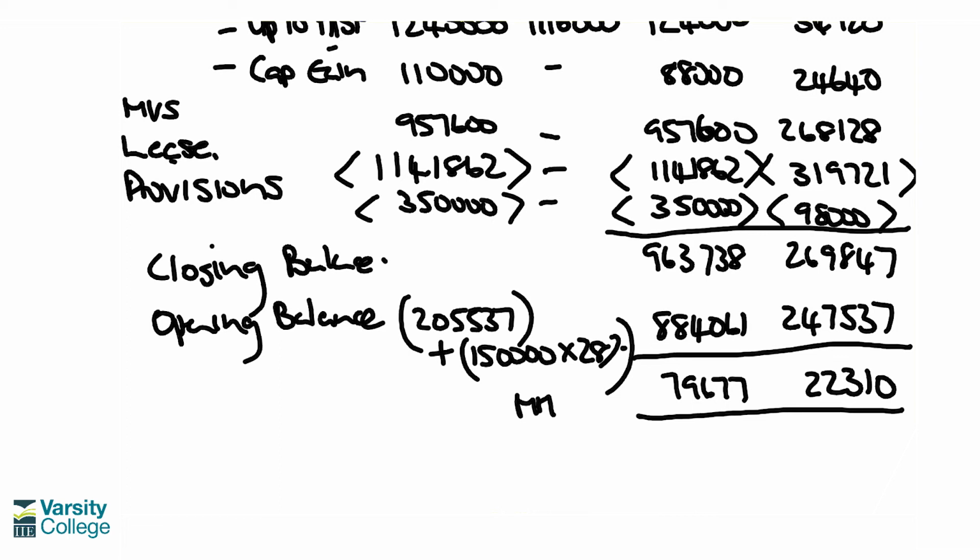Up until now, I haven't thought too much about the OCI, being the revaluation of the land and buildings that were transferred. But now I have to, because some of the 79,677 is not going to P&L, it's going to the revaluation surplus. So I'm going to do a calculation to break down the 79,677 into the figures that are going to P&L and the figures that are going to OCI. We're going to do a separate calculation to break those figures down.